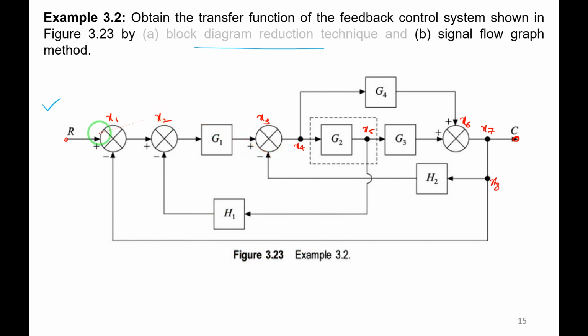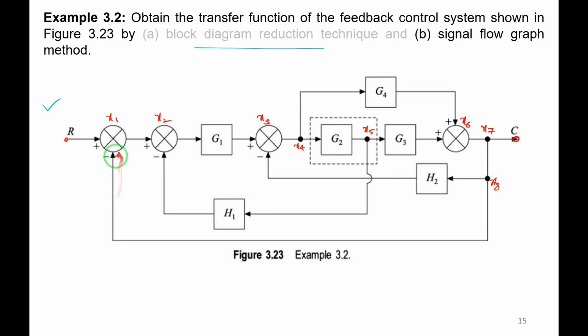Observe R to X1. From R to X1, the R node, and this is the X1 node. So the gain is 1. I have to go to the next slide. I am going to the previous slide actually. So R to X1, the sign is plus, the gain is plus 1.